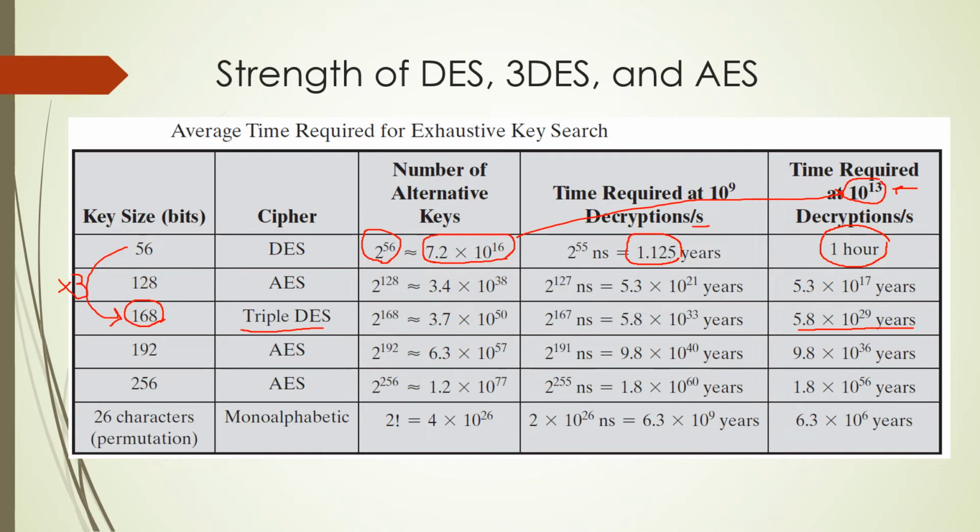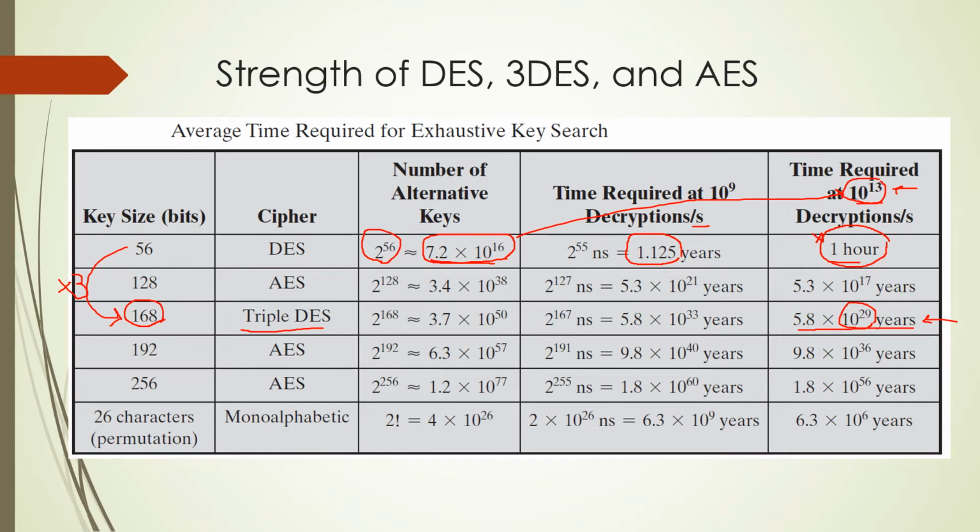And by the way, this is the average time, right? So if you want to get this 1 hour, for example, on the first row, you need to divide 7.2 times 10 to the power of 16 by 10 to the power of 13, and then divide it by 1. That's going to give you 3,600 seconds, and that's going to be 1 hour. In this case, for triple DES, it's going to be many, many years. Like, this number is astronomical, so forget about attacking triple DES using exhaustive key search.